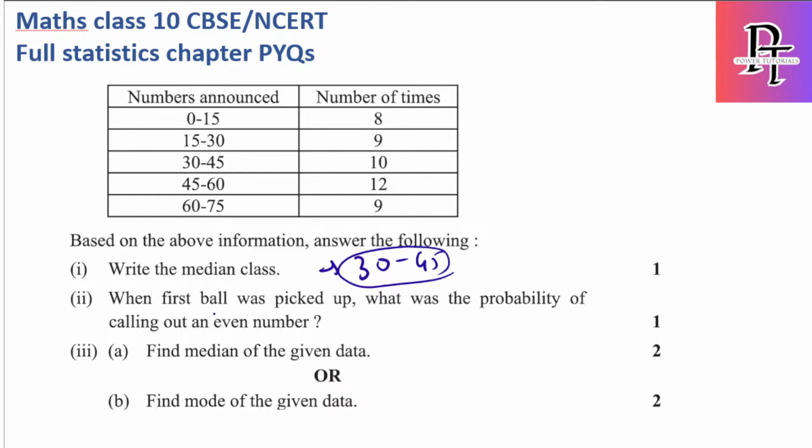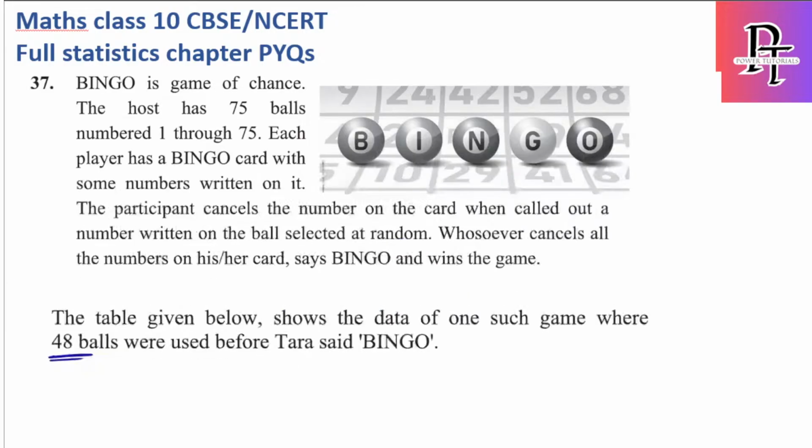What is the second one? When the first ball is picked up, what is the probability of calling out an even number? This comes from the probability chapter, but still I will tell you here. Probability of any value is winning cases by total cases. The numbers are 1 to 75. So the total number of even numbers will be 37, because 2, 4 and so on till 74, it will be 37 values.